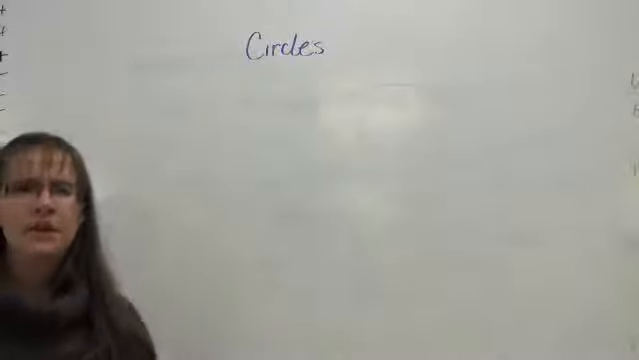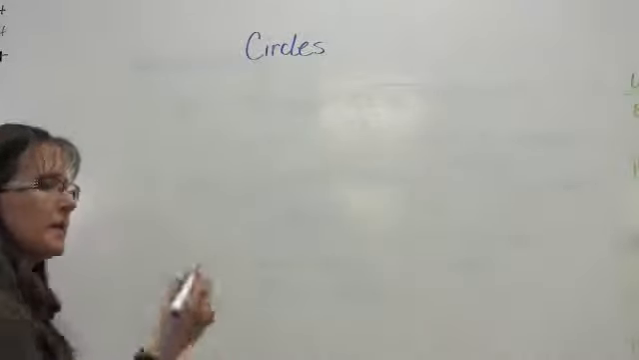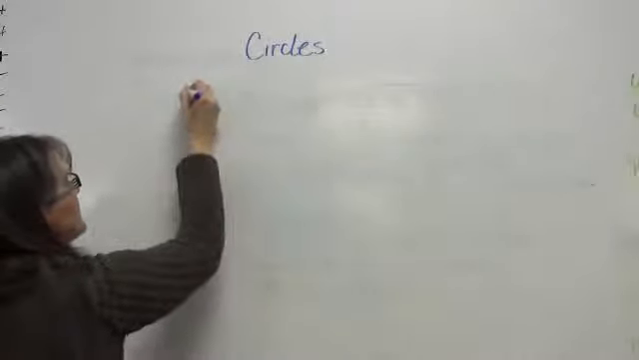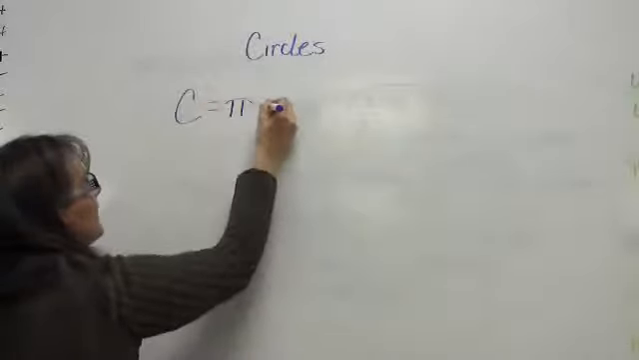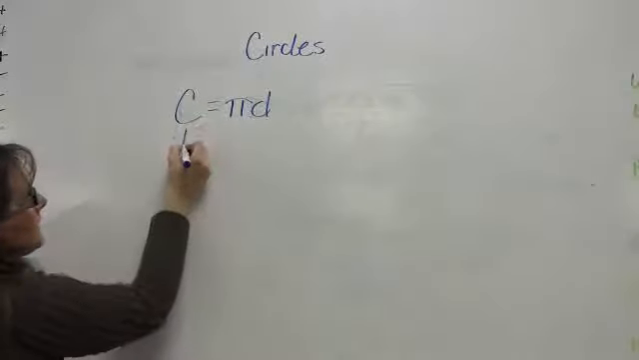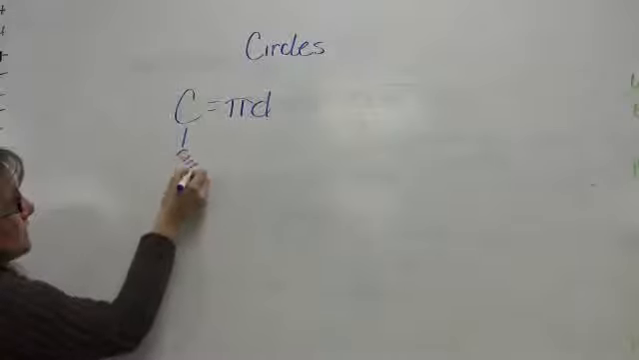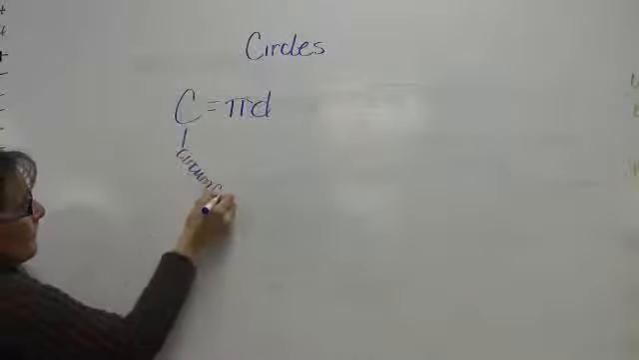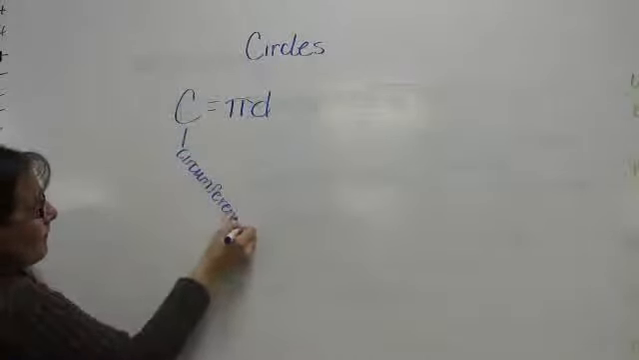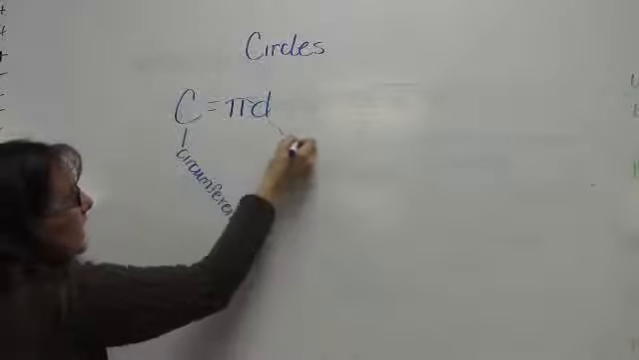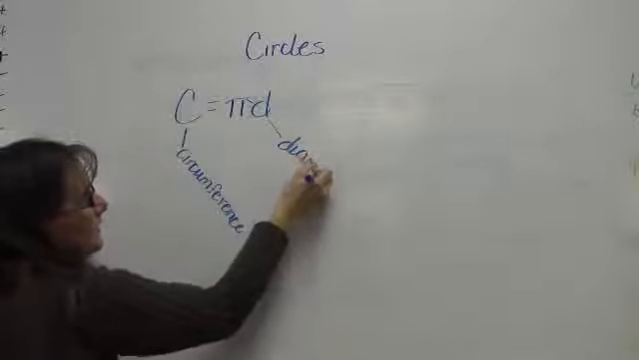We're going to be looking for the circumference of a circle, and the formula that we use for that is C equals pi d, where C is our circumference and d is our diameter.